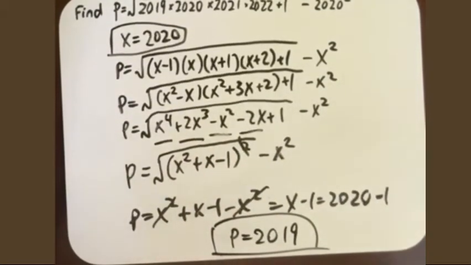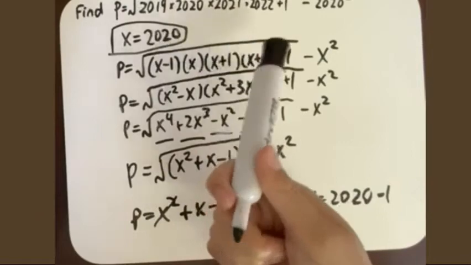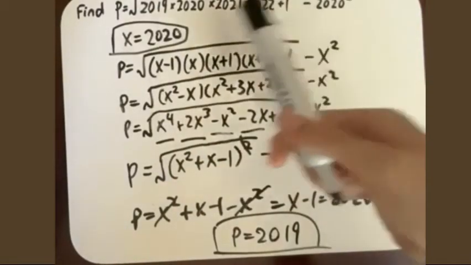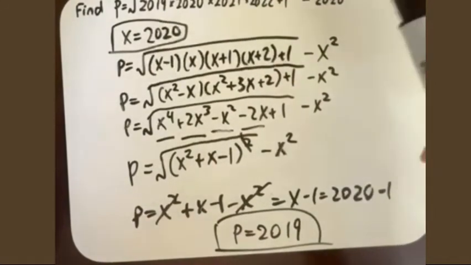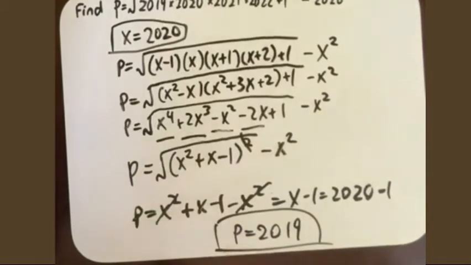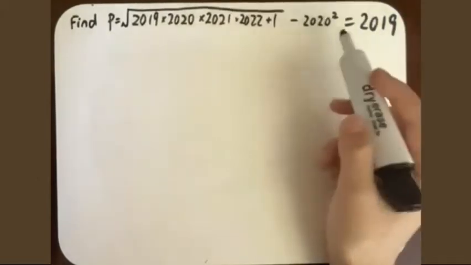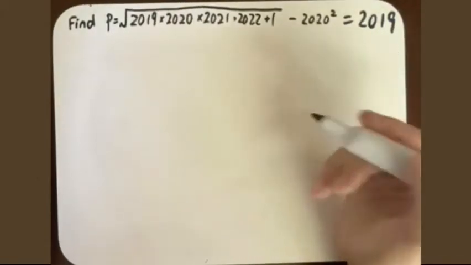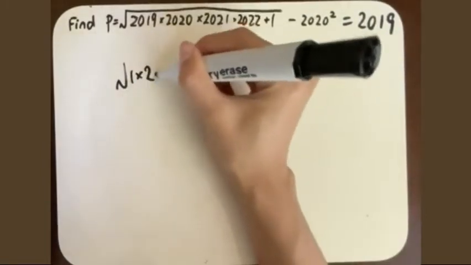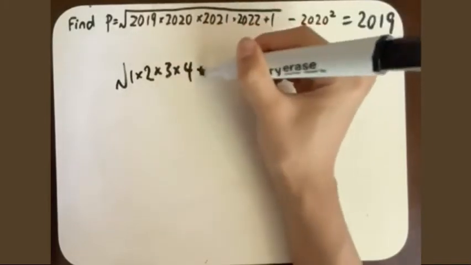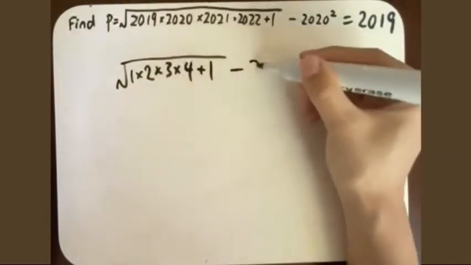That's the solution, and using this you can also discover that the product of any 4 consecutive integers plus 1, take the square root of all that minus the second integer squared, is always going to be the second integer minus 1. It's really cool. Let me show you. We just found out that p is 2019, which is 2020 minus 1. What if we started with just 1, 2, 3, 4? So 1 times 2 times 3 times 4 plus 1, square root of all that, minus the second integer, which is 2 here, 2 squared.